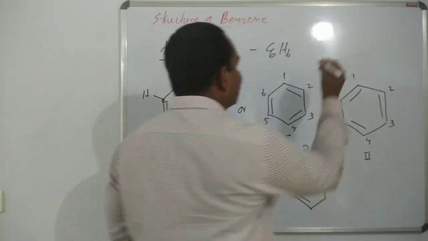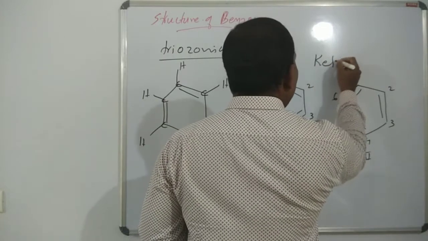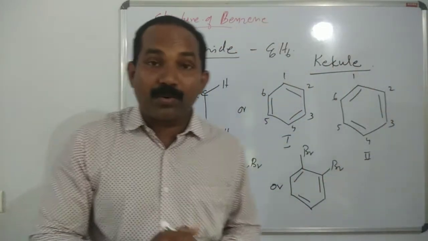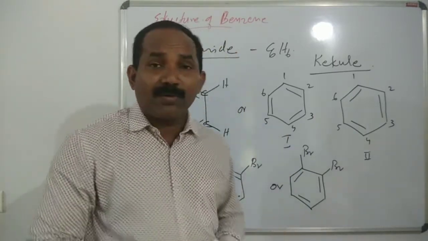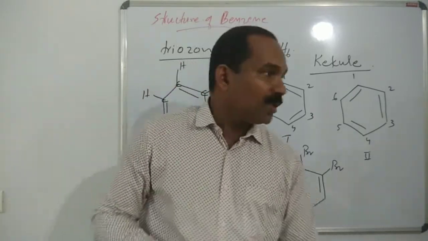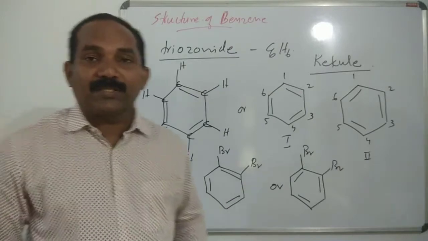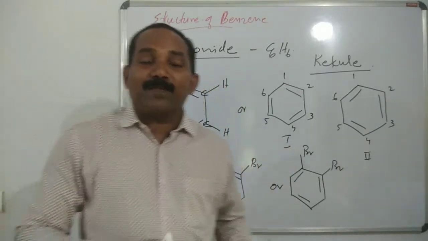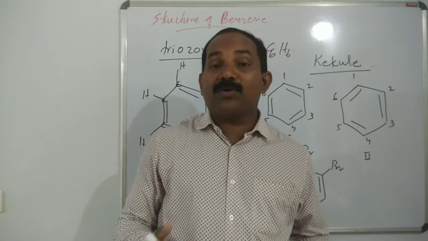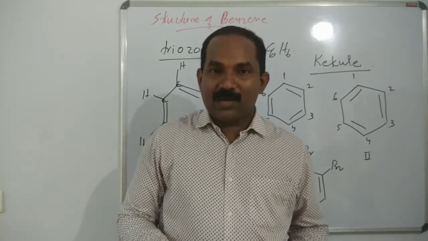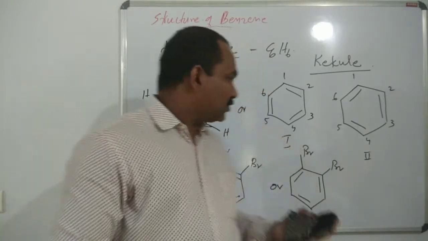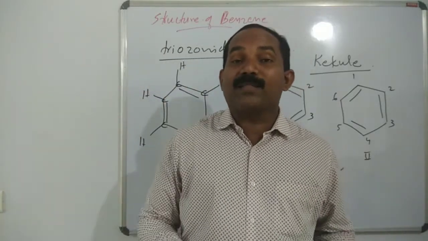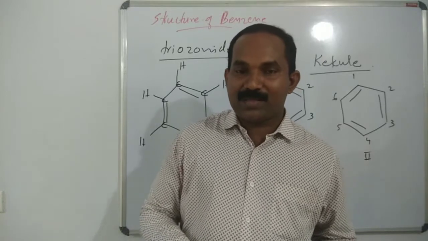The scientist Kekulé. Some teachers pronounce it Kekule, but Kekulé is the correct one. So these are the 2 possibilities of structure of benzene. But the problem is that there is no evidence. The evidence of single bonds and double bonds was not proved by experimentation.